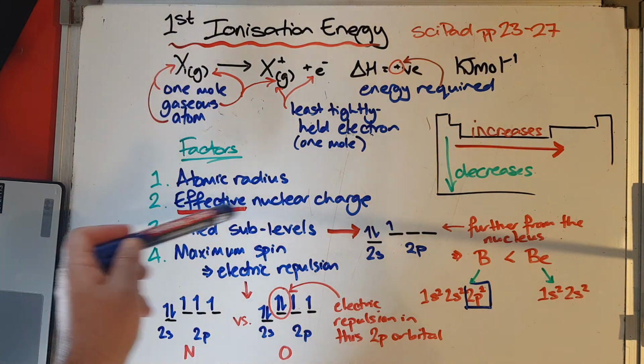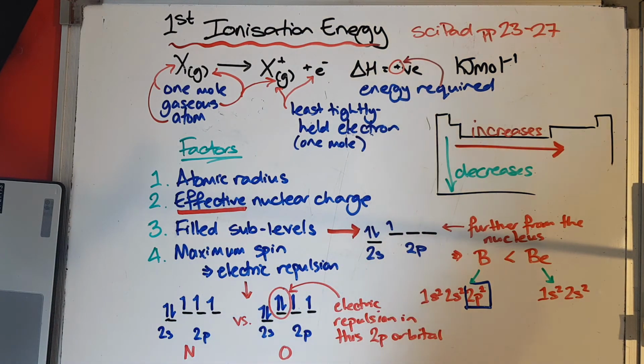Check if they've got a filled sublevel or not. If it's a filled sublevel, it will hold on to those electrons a little bit more tightly. If it has a partially filled sublevel, then that's going to be a little bit easier to remove than the electron before it in the periodic table. If all of that is the same, like in nitrogen and oxygen, check for maximum spin, because that is an indication of electric repulsion. Maximum spin has less electric repulsion than, for example, oxygen, where it has one of them paired up, and so therefore the energy required to remove an electron from oxygen is lower than you'd expect, and therefore lower than nitrogen.